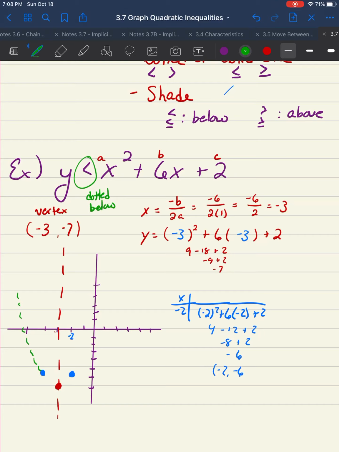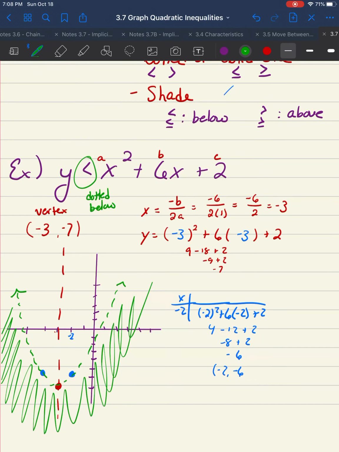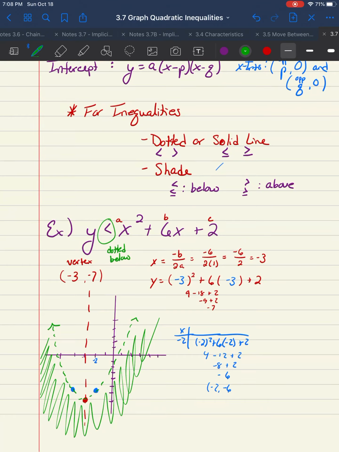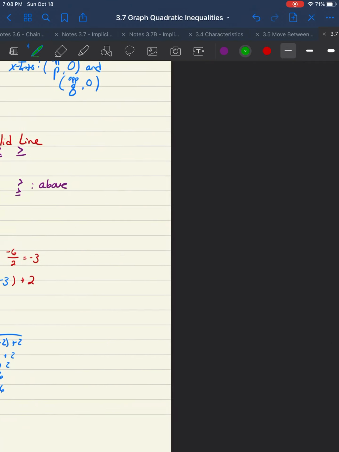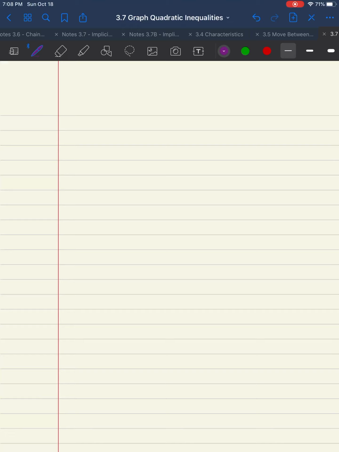Now I have to decide how I need to connect my dots. So this is where I'm going to look at my inequality. It's strictly less than, so that means I'm going to be doing a dotted line. And less than means I'm going to shade below. So dotted line, shade below.